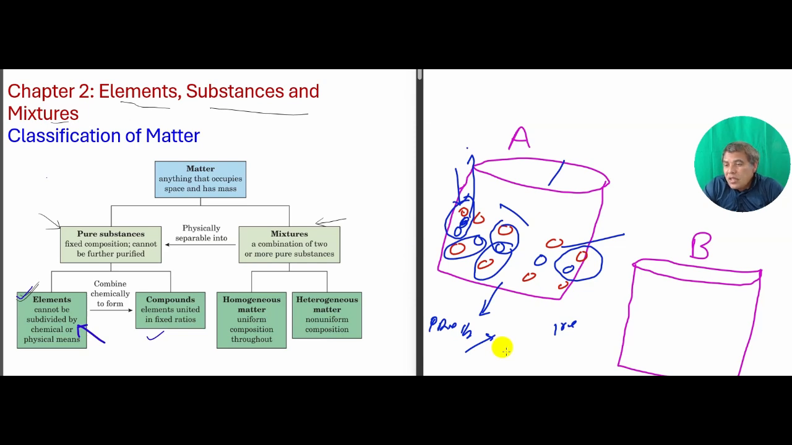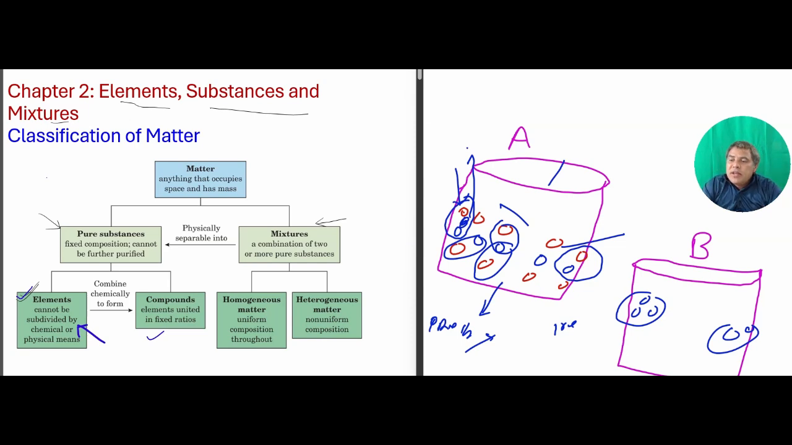But if not homogeneously distributed, for example, you search from here and get 3 blue, 1 red, you search from here and get 2 blue, 5 red, not homogeneous, right? Different places have different distributions. For example, sand and sugar. If you mix sand and sugar, it's not guaranteed that one corner gives you the same amount of sugar as the other corner.